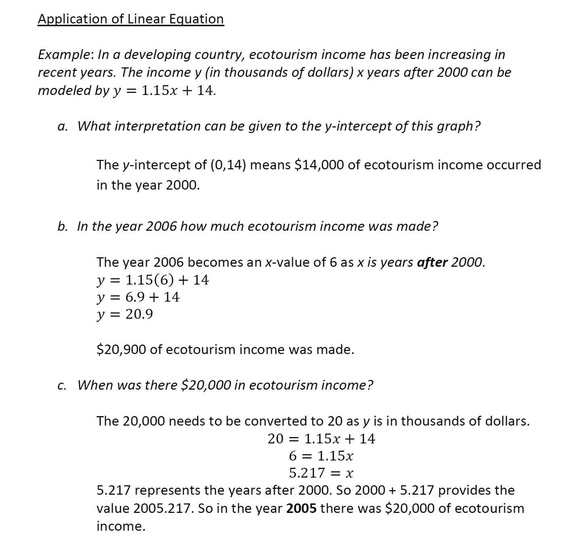In a developing country, ecotourism income has been increasing in recent years. The income y, in thousands of dollars, x years after 2000, so that's the year 2000, can be modeled by y equals 1.15x plus 14. Okay, so let's go through those labels.